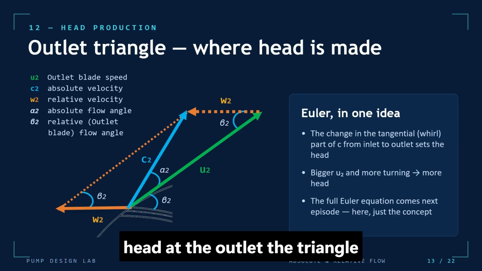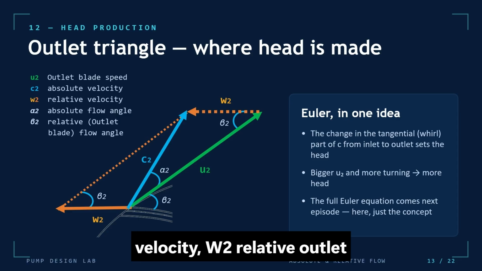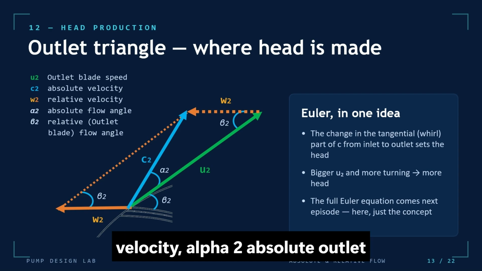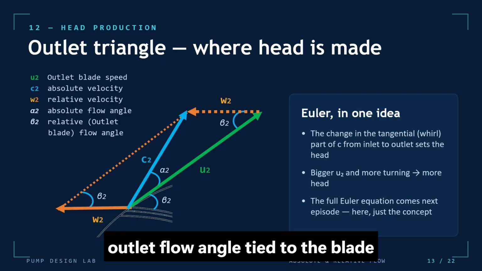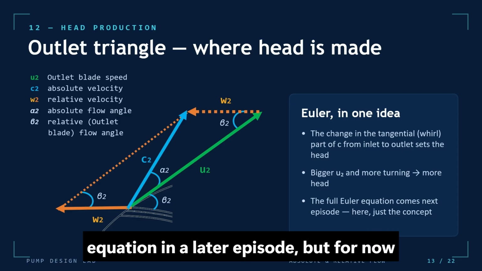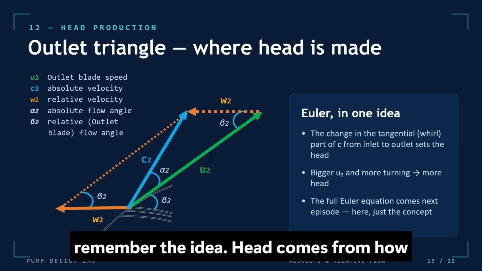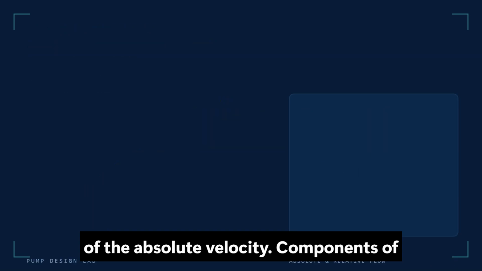At the outlet, the triangle defines u2, the outlet blade speed, c2, the absolute outlet velocity, w2, the relative outlet velocity, alpha 2, the absolute outlet flow angle, and beta 2, the relative outlet flow angle tied to the blade shape. We'll derive the full Euler equation in a later episode, but for now remember the idea. Head comes from how much the pump changes the whirl component of the absolute velocity.